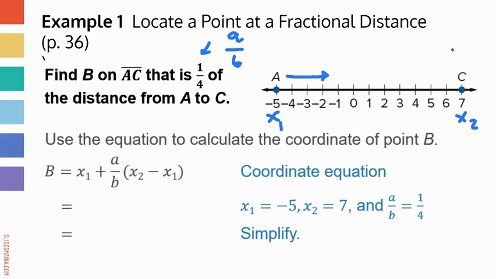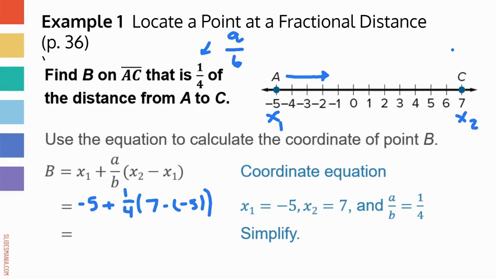So we have x1 is -5. We've got x2 is 7. We've got a over b equals 1/4. So in place of x1, I'm going to put -5 plus a over b, which is 1/4, times the quantity x2, which is 7, minus x1, which is -5. Then it's just doing the math, and you can use your calculator. You can type this in just like it's written into your calculator to get an answer.